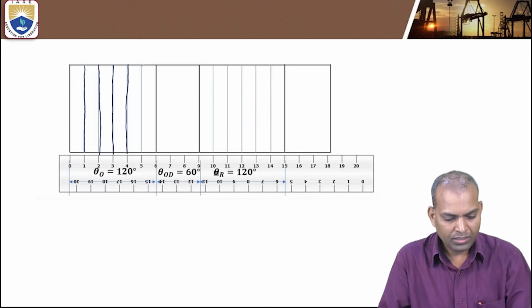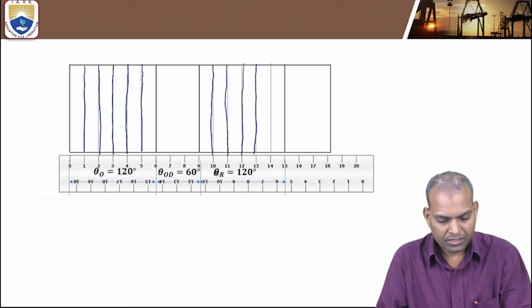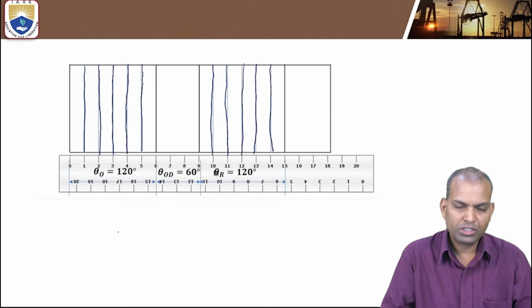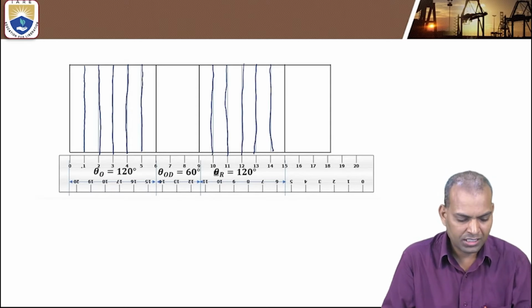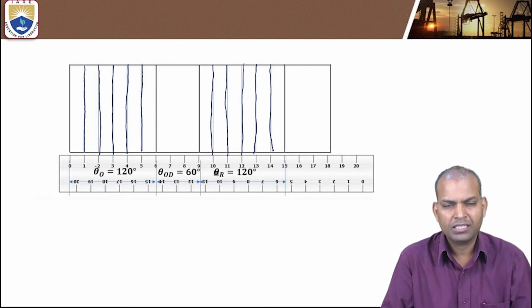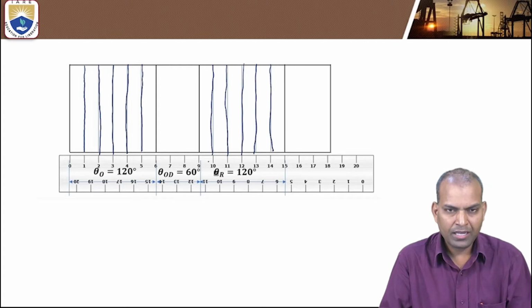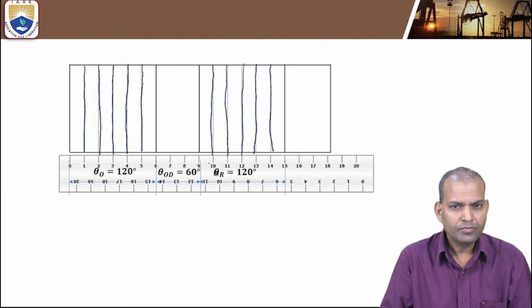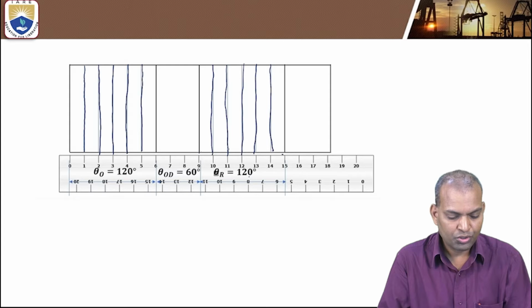So for this follower motion, draw vertical lines and divide into 6 equal parts. We'll tell why 6, 4 or 8: an even number of parts we can draw. Not only 6, it is equal. That means it is 120 degrees, 6 parts, each part 1 centimeter. Similarly, during the return stroke also it is 6 centimeters, that is 120 degrees, so 6 parts.